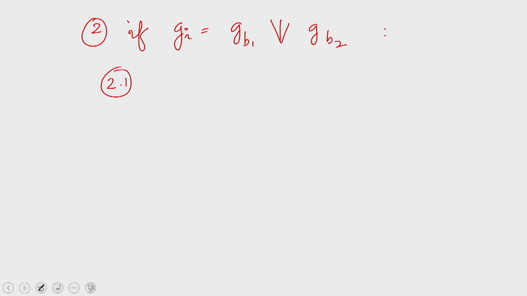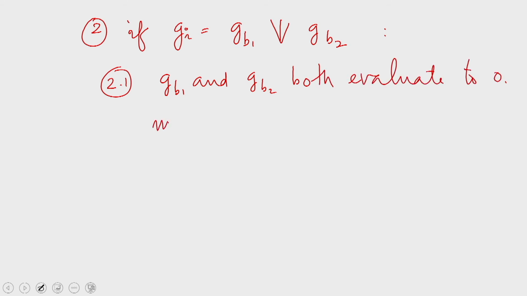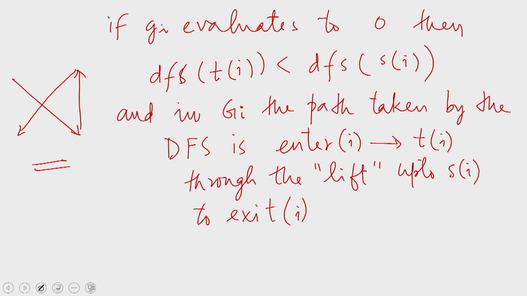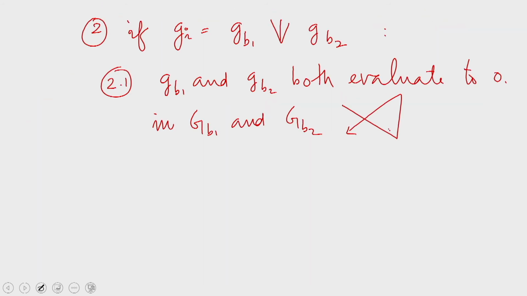On the other hand, if G of i happens to be the NOR of two gates GB1 and GB2, then let us see. There are various possibilities. The first possibility is that GB1 and GB2 both evaluate to 0. Therefore, by induction hypothesis, in GB1 and GB2 the paths taken were of this form. We had a path of this form in both GB1 and GB2.